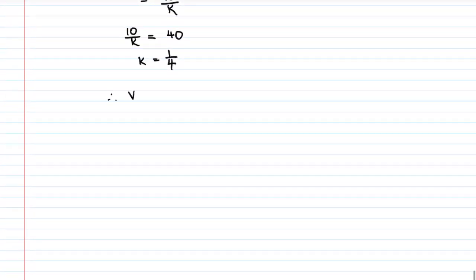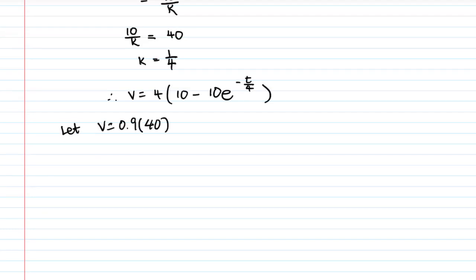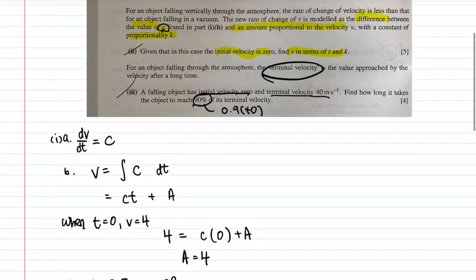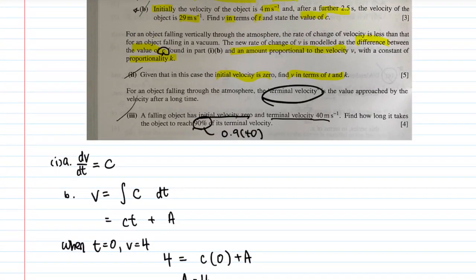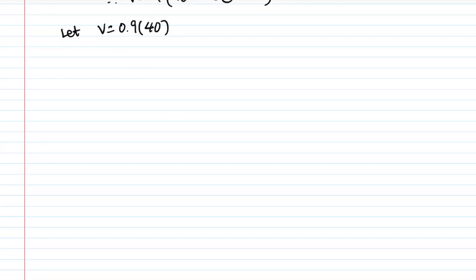So therefore, you can now find your equation of the velocity, which is v is 10 minus 10 e to the power of minus kt, right? So minus t over 4. Okay, so now you will want to let v equal 0.9 times 40, because this is when it's at 90%, right? So how long does it take for the object to reach 90%? So now we're finding the time. So you're going to let the velocity be equivalent to this, which is 36.